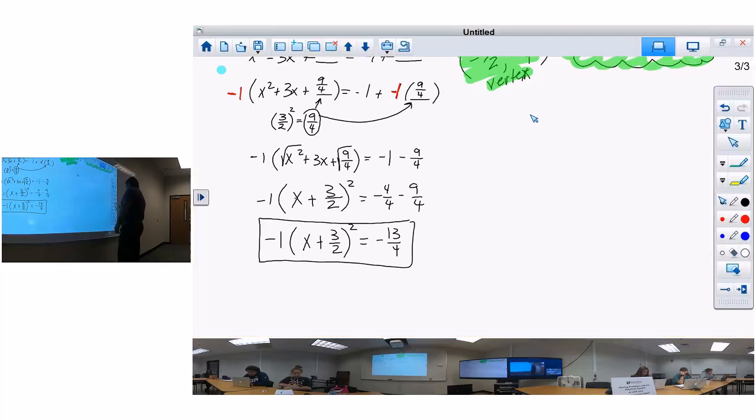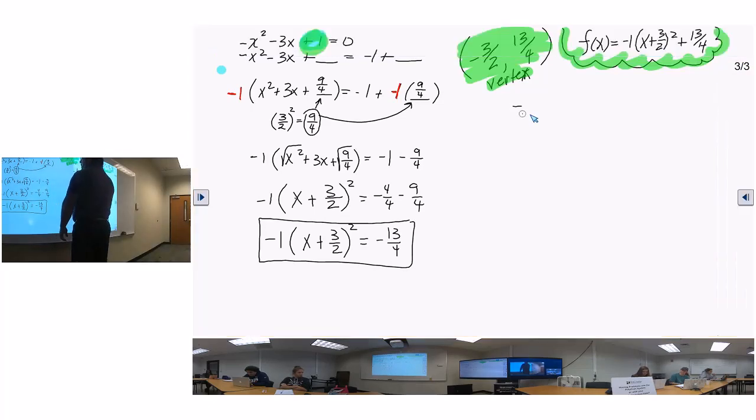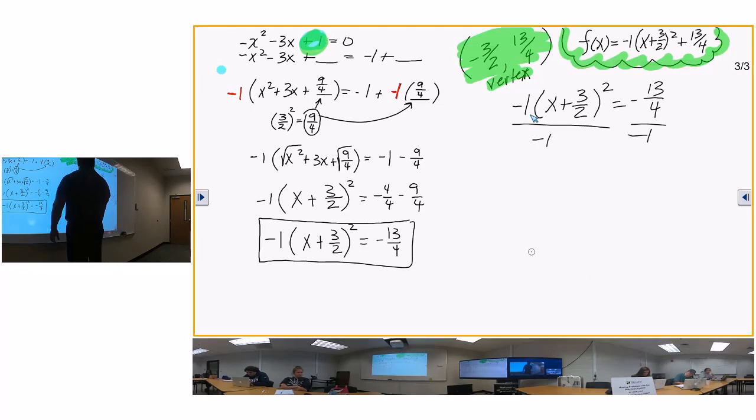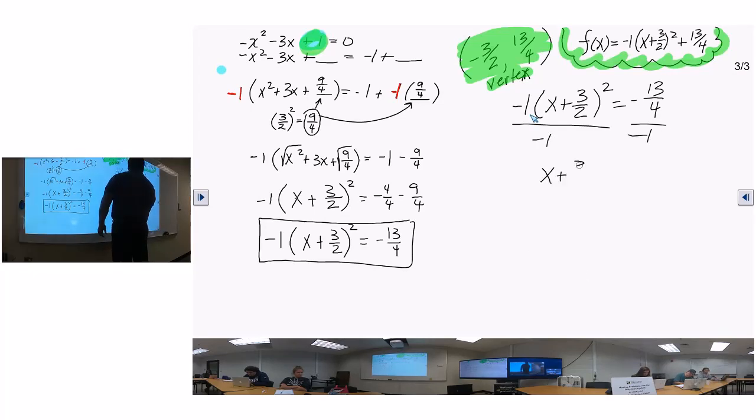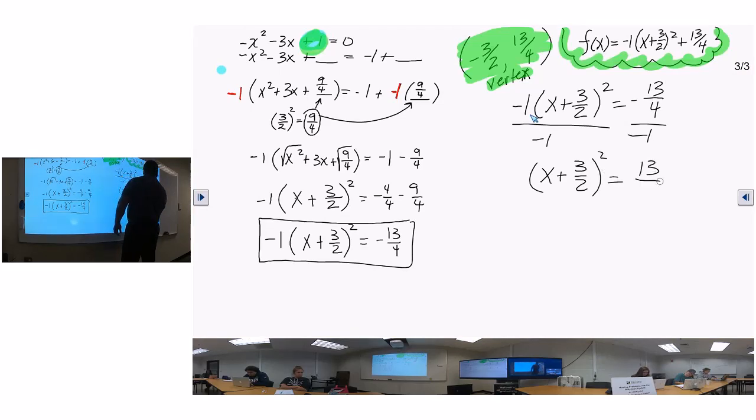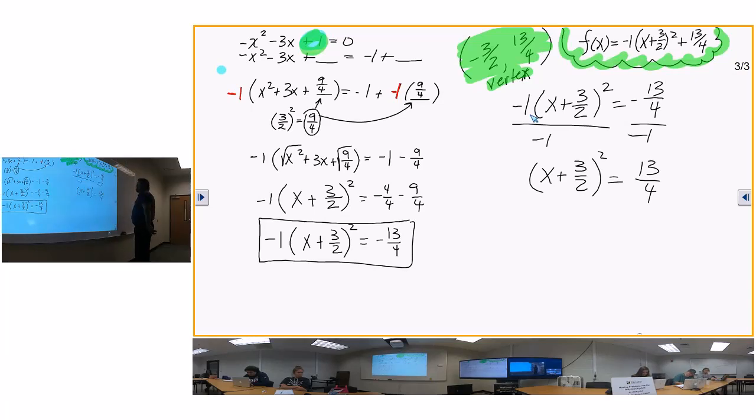So we take our handy-dandy formula and we put it up here. Negative 1, x plus 3/2 quantity squared is equal to negative 13/4. When we divide through by negative 1, that makes x plus 3/2 quantity squared is equal to 13/4. And now we feel good about ourselves because we have a positive number right here, so we can take the square root of it.